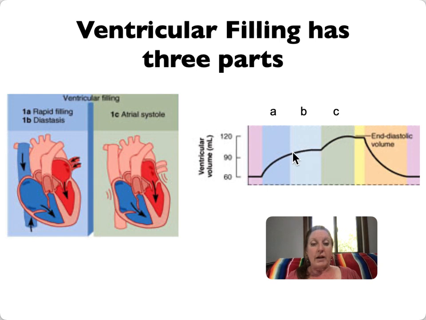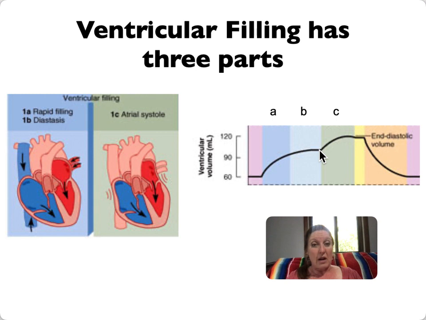This next part is called diastasis. Dia means through or across. Stasis means steady. So this is like a steady flow. And what's happening here is that the blood is returning from the body, kind of dripping into the atrium, and then just going straight through to the ventricle. Nothing's really pushing it. Nothing very exciting is happening. It's just a steady drip, drip, drip into the ventricle. And it doesn't add a lot of blood.